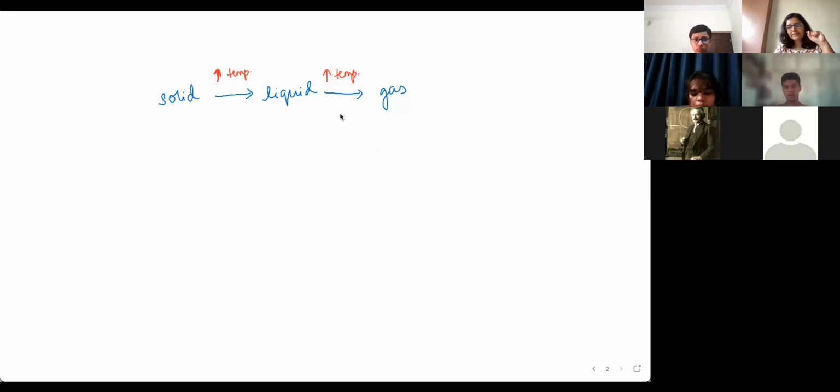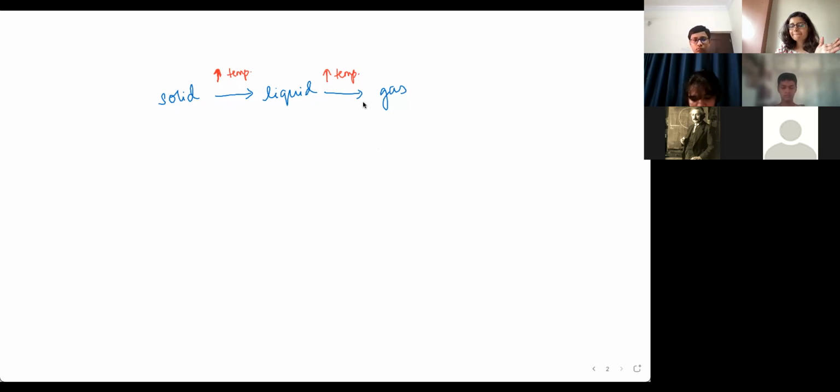Okay, so one is temperature. You can change solid, liquid, gas. By increasing the temperature, solid can become liquid and liquid can become gas. And by reducing the temperature, gas can become liquid and liquid can become solid. So temperature is one thing you can change in order to convert from one state to the other.